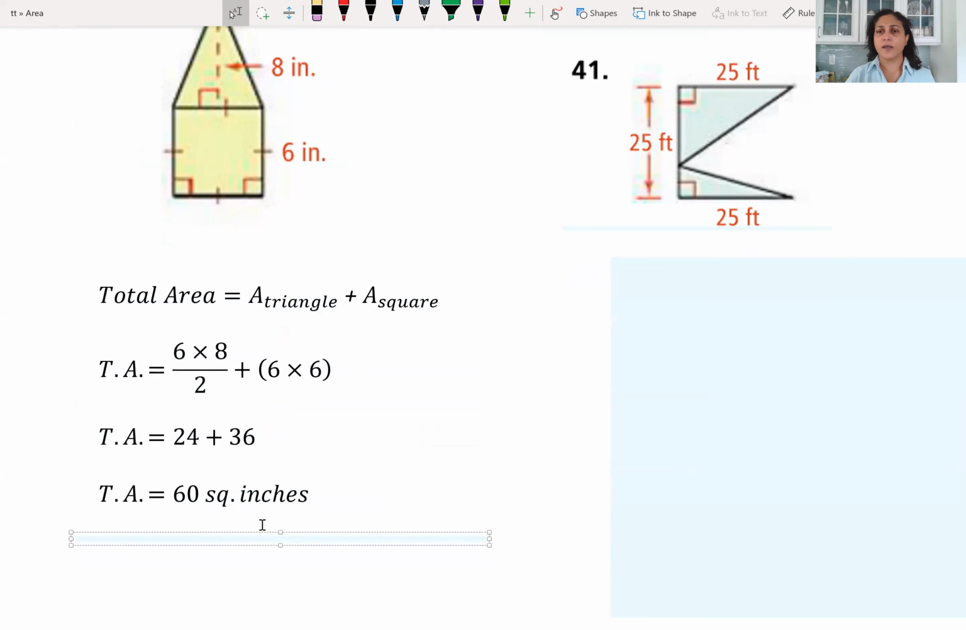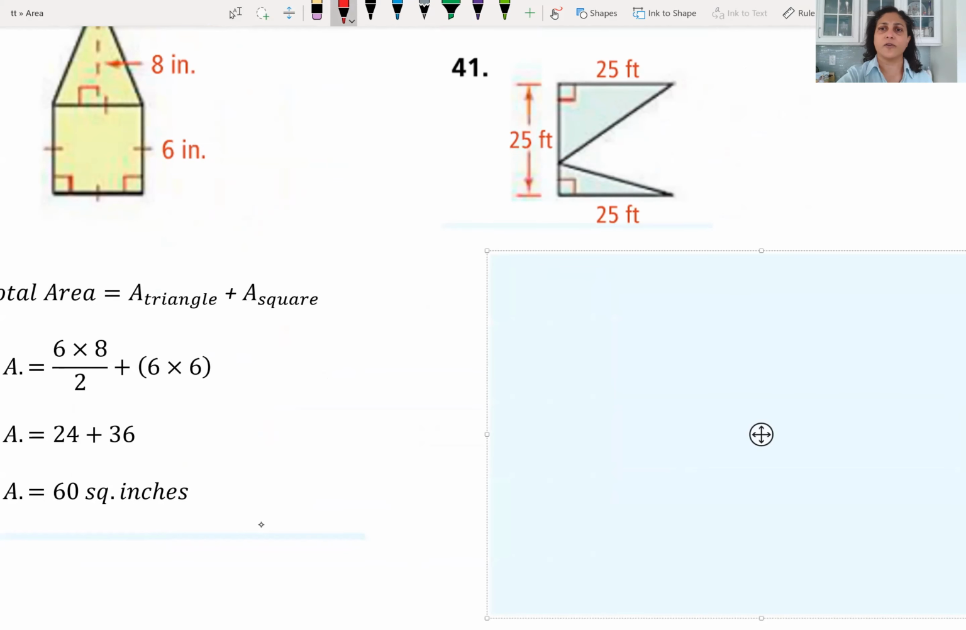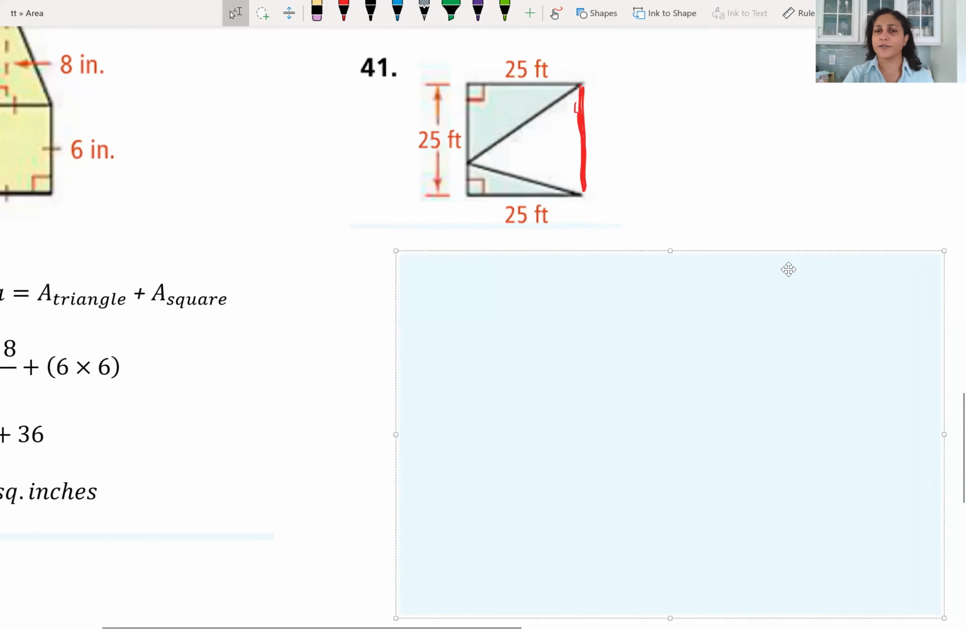On the right side, number 41, you want to imagine that there is a complete square over here so that you can do some subtraction. And I know you probably know how to do the calculation really fast, but sometimes you have to show the work nicely. So here's an example of how to show the work really nicely.